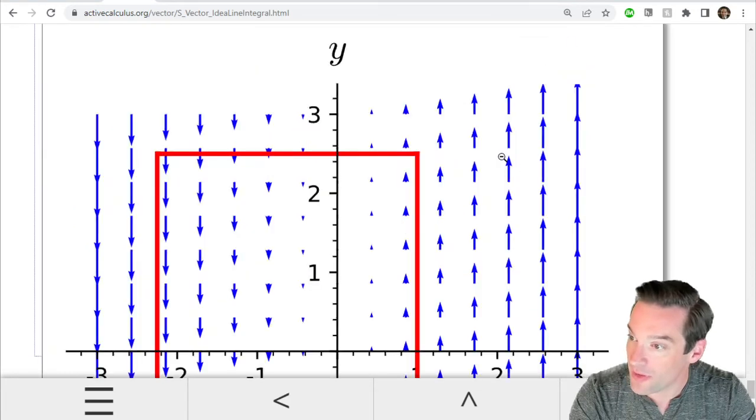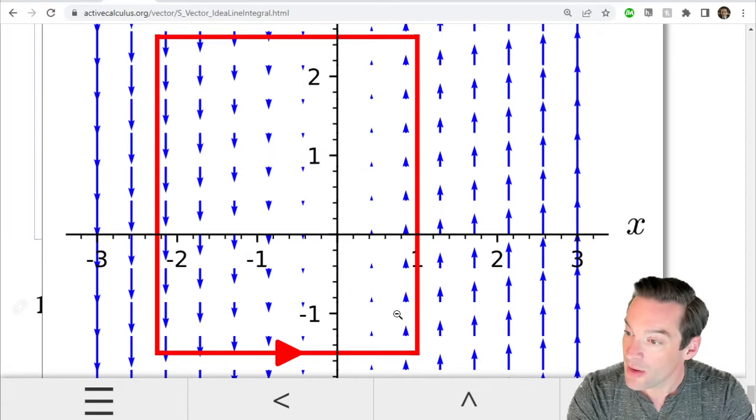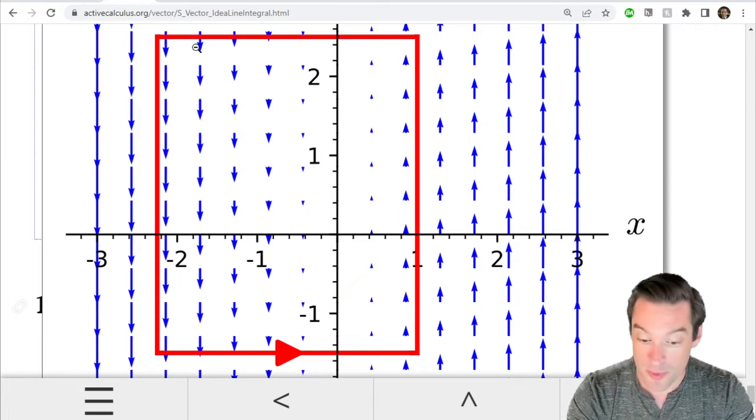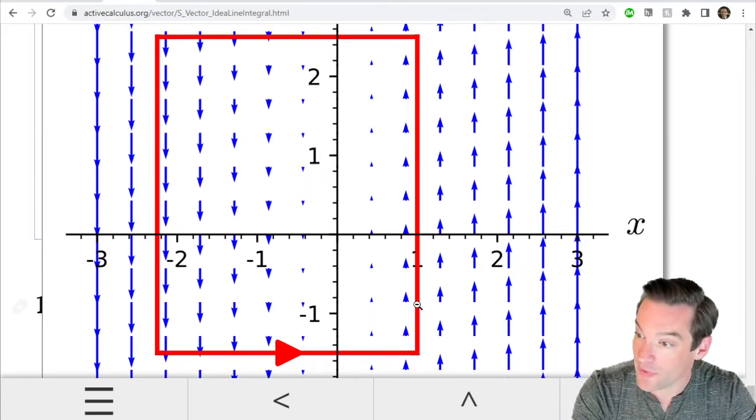If we look at this vector field, let's say we take a look at this oriented curve, along the south side and the north side of this rectangle, we are going to be moving perpendicular to the vector field. And so those sides are going to make no contribution at all to the circulation, the path integral. Meanwhile, on the east side, we're moving in a direction that's parallel to the vector field. So we're going to have a positive contribution on the east side.